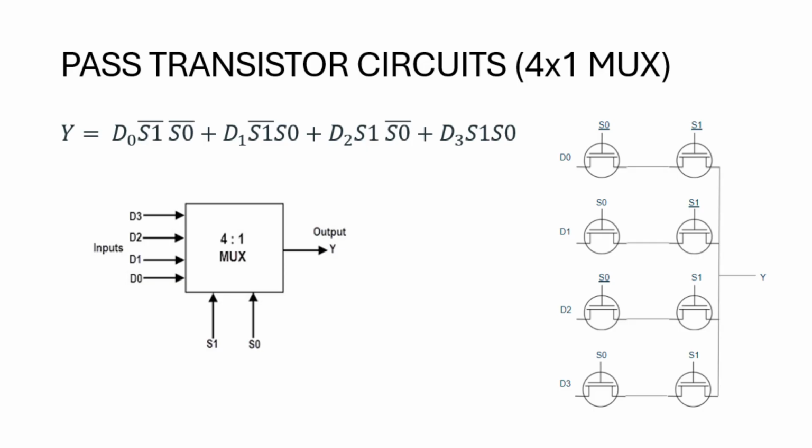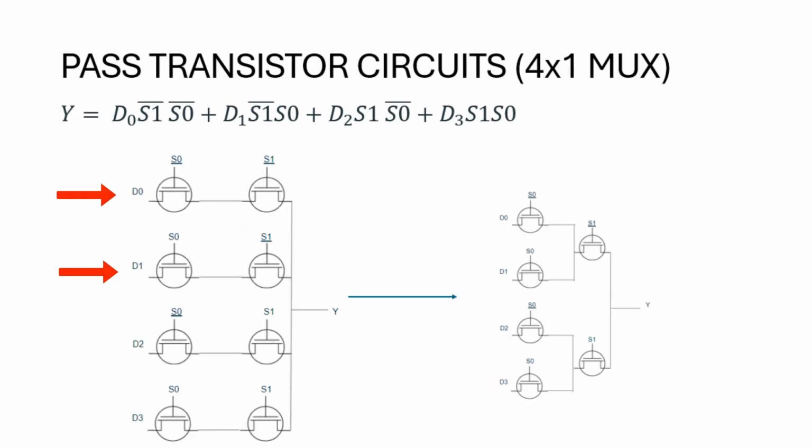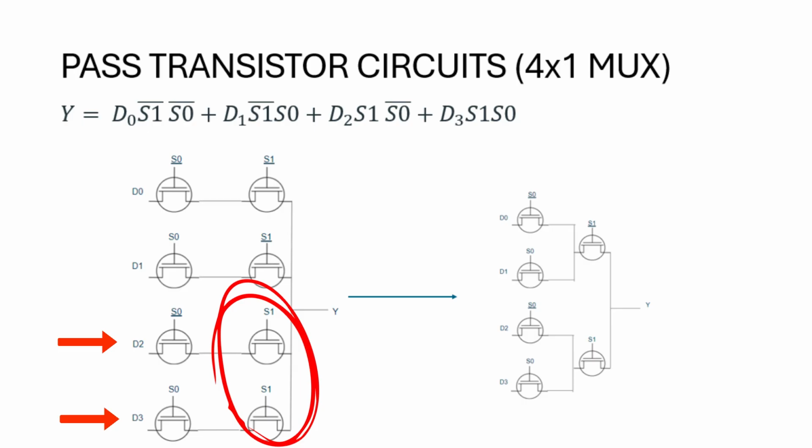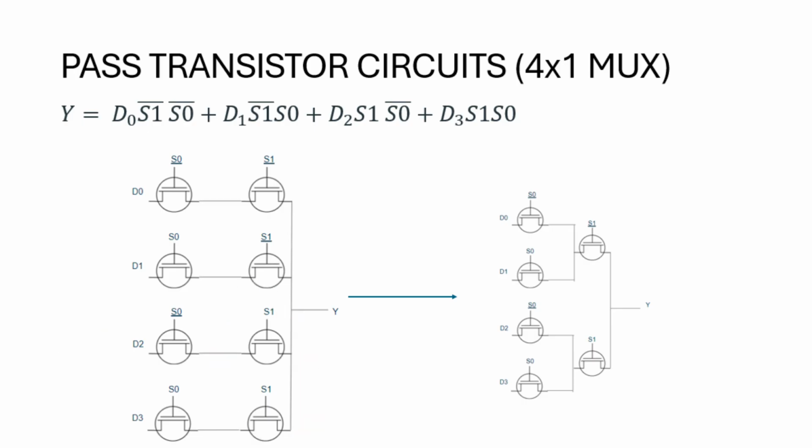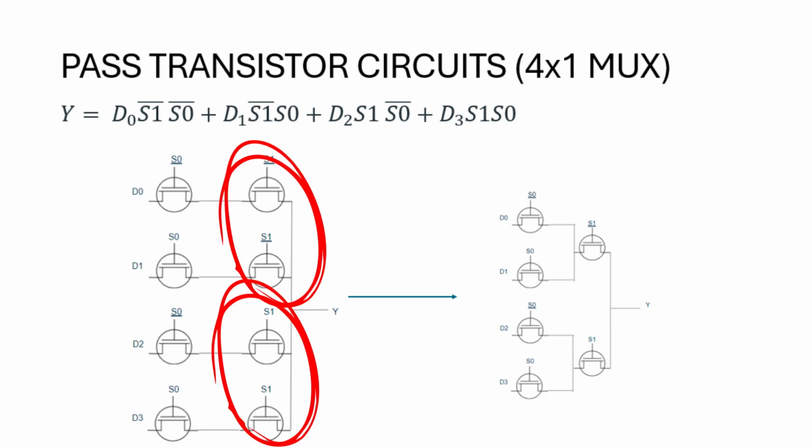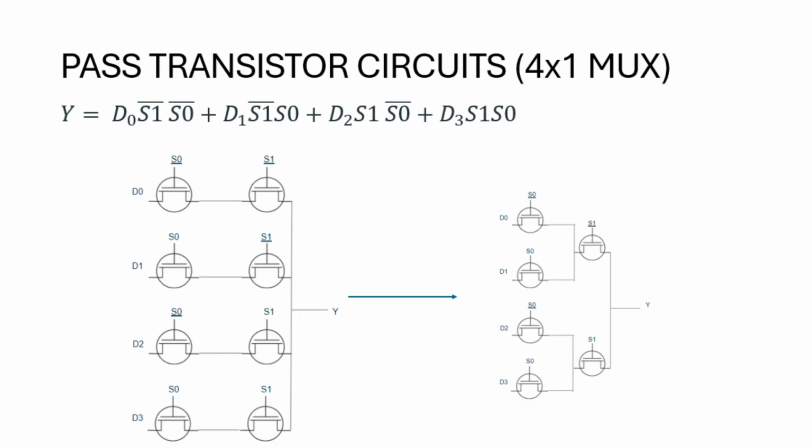Similarly, for the different input combinations of these control inputs, only a specific line will get connected to the output node. Now, if you see over here, these two transistors are connected to one end of S1 bar. Similarly, over here, these two transistors are connected to one end of the S1 transistor. So instead of using two separate transistors, we can use only a single transistor. So this is the simplified circuit of the 4 cross 1 multiplexer.